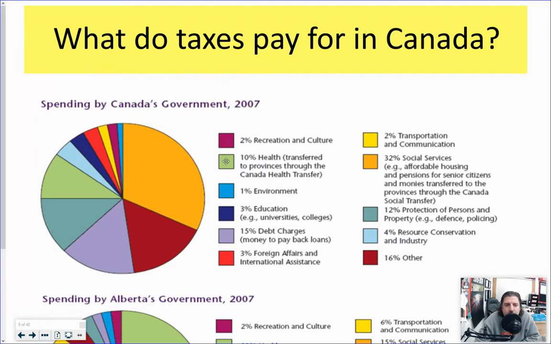10% goes to healthcare that is transferred to the provincial governments. Some other numbers: 12% protection of persons and property, for example, defense and policing. And then some of the other smaller numbers: 16% for other, 2% for recreation and culture, 1% for environment, 3% for education, 3% for foreign affairs, etc.